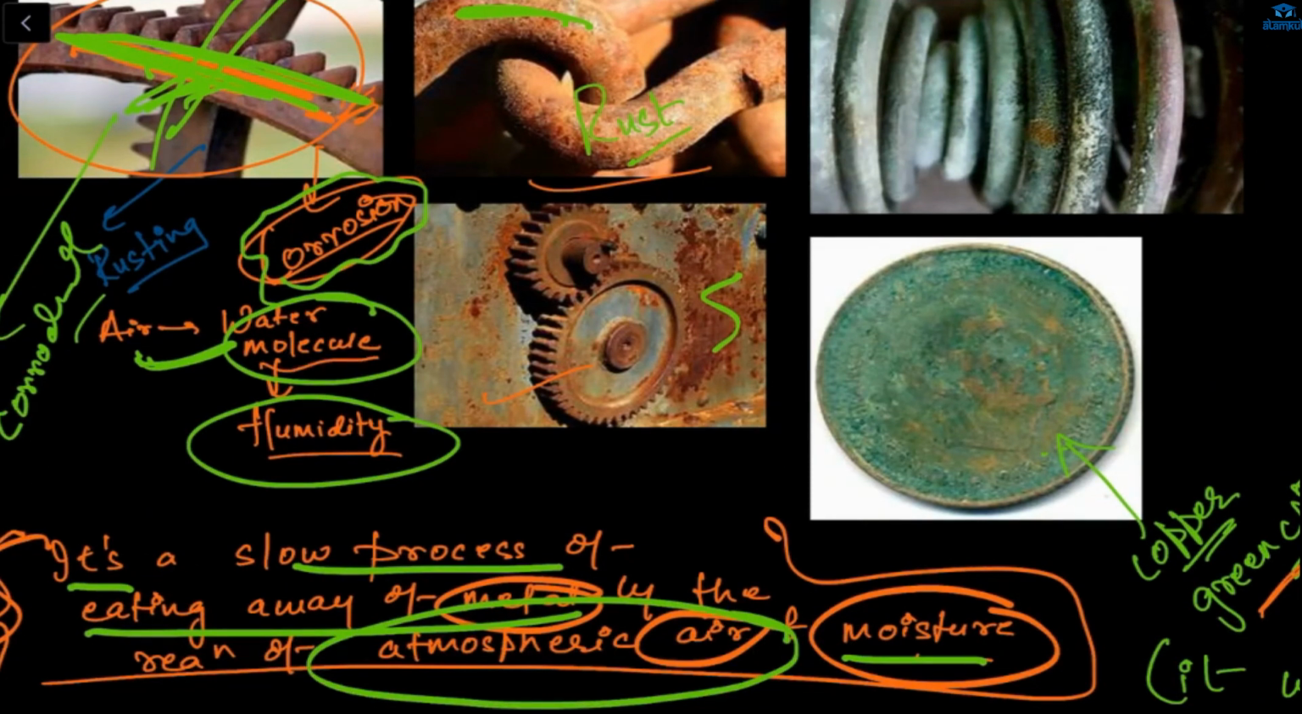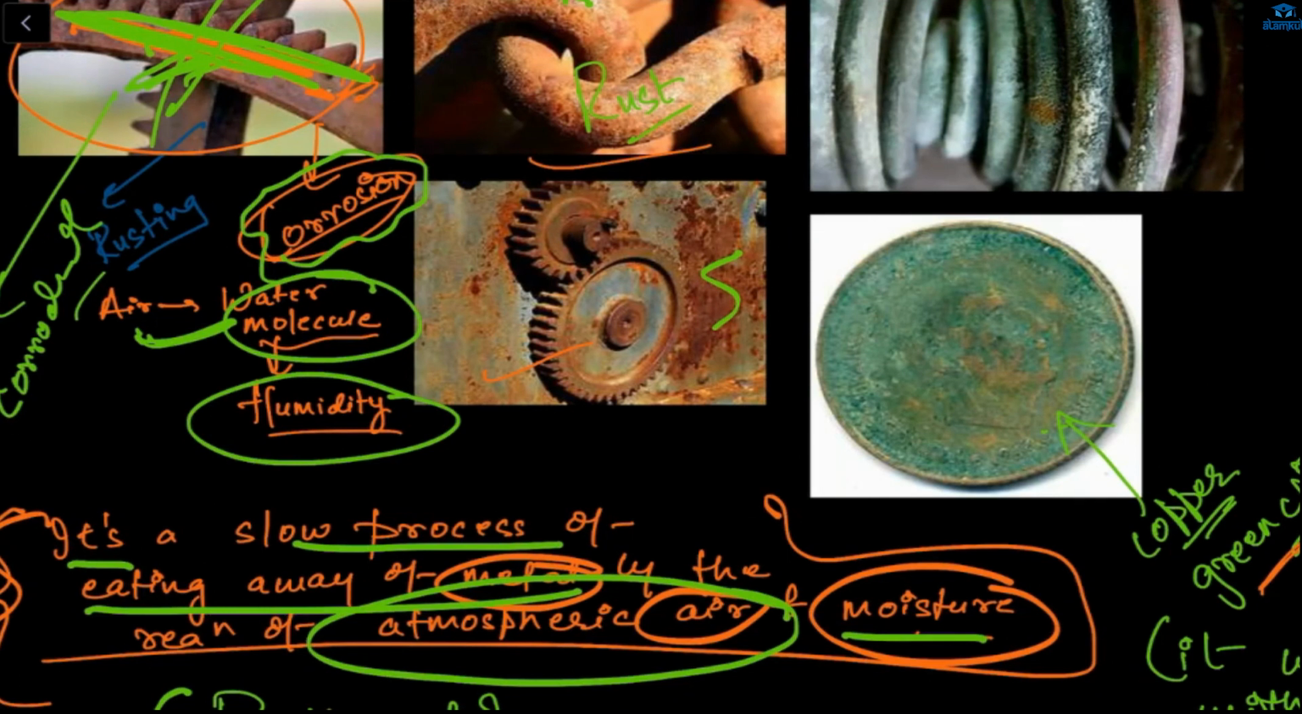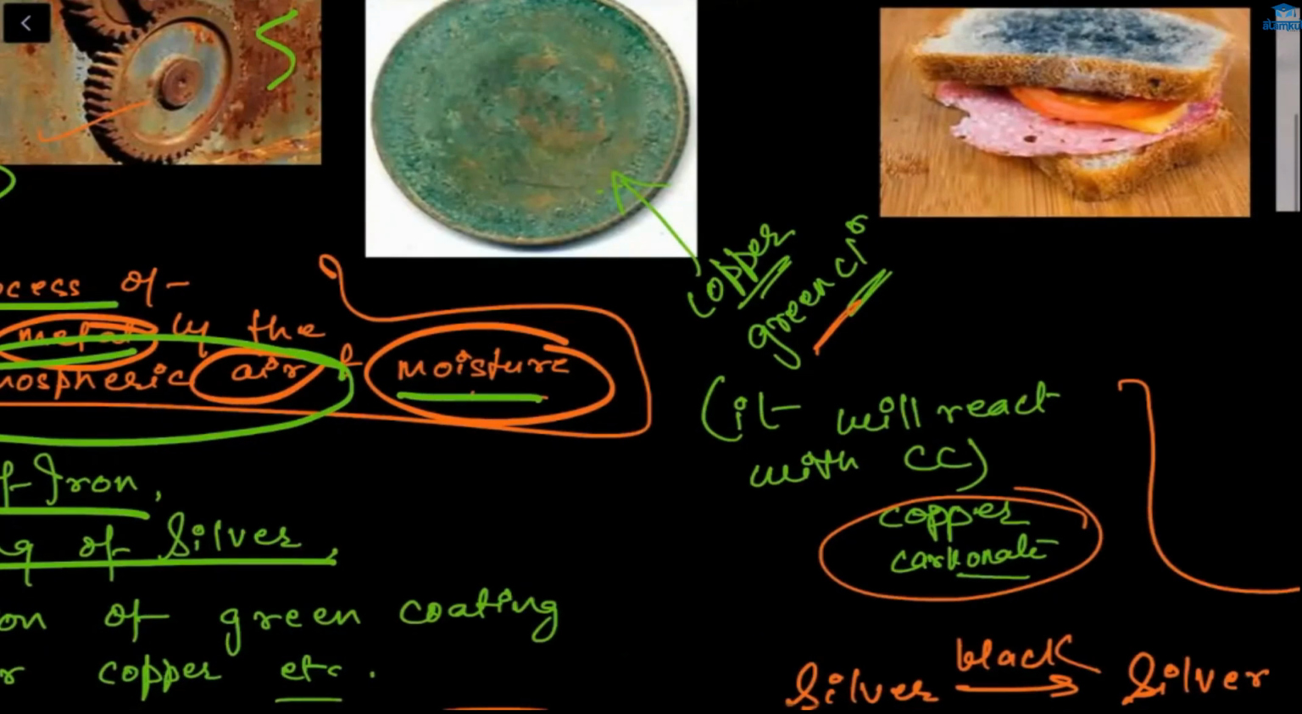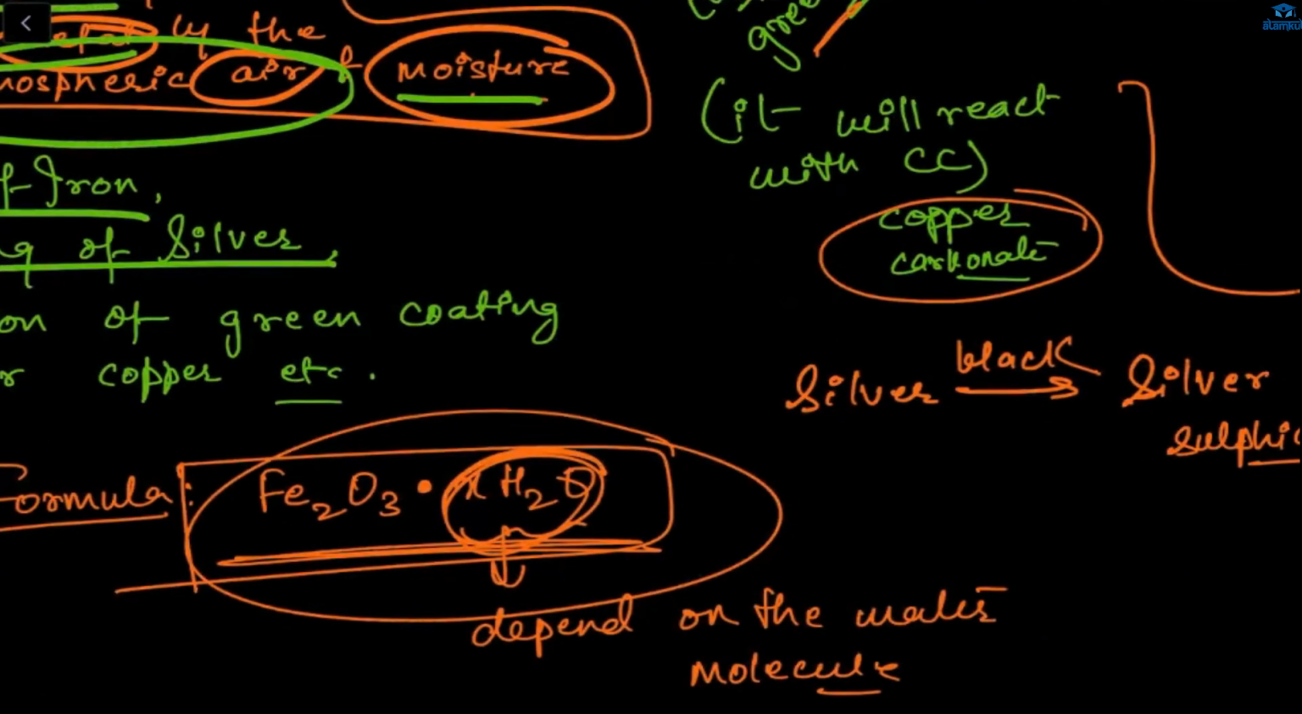So what will happen? Water molecules, or any oxygen gas present in the atmosphere, will start reacting with my metal. Then the surface of my metal will start having rust on the outer covering. This whole process is known as corrosion. Only for iron we use the word rusting, but for silver and copper we don't use the word rusting. We only use the word corrosion.